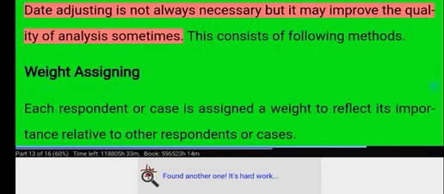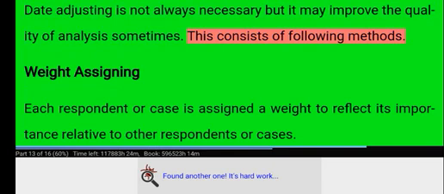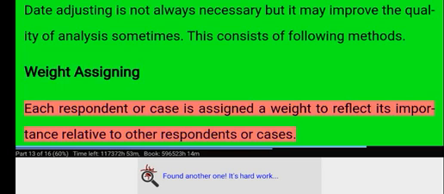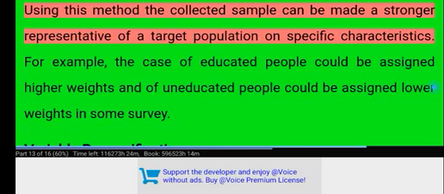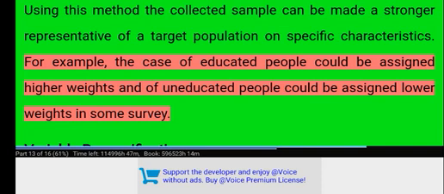Data adjusting. Data adjusting is not always necessary, but it may improve the quality of analysis sometimes. This consists of the following methods. Weight assigning. Each respondent or case is assigned a weight to reflect its importance relative to other respondents or cases. Using this method, the collected sample can be made a stronger representative of a target population on specific characteristics. For example, the cases of educated people could be assigned higher weights and of uneducated people could be assigned lower weights in some survey.